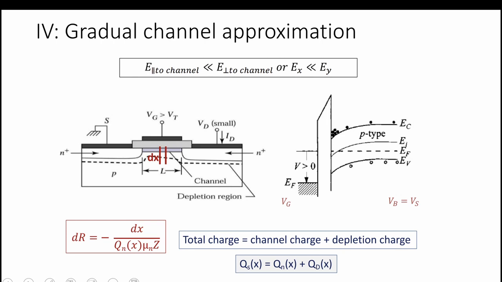Now another thing is the gradual channel approximation. We will derive the I-V characteristics in a more rigorous way through it. The gradual channel approximation says that E parallel is very much less than E perpendicular to the channel.